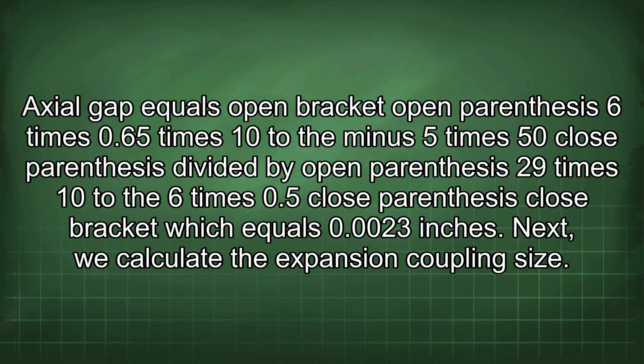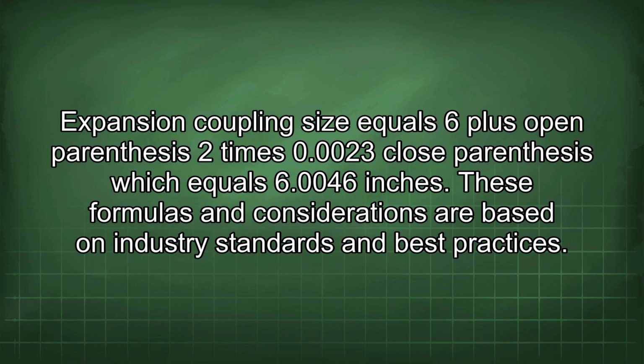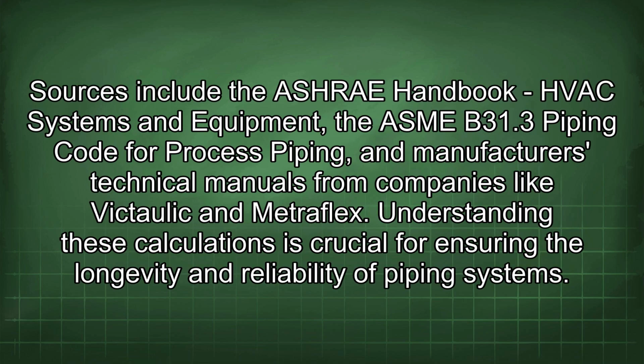Next, we calculate the expansion coupling size. Expansion coupling size equals 6 plus (2 times 0.23), which equals 6.46 inches. These formulas and considerations are based on industry standards and best practices. Sources include the ASHRAE Handbook HVAC Systems and Equipment, the ASME B31.3 Piping Code for Process Piping, and manufacturers' technical manuals from companies like Victaulic and Metraflex.